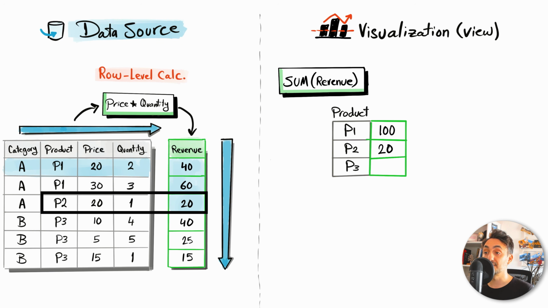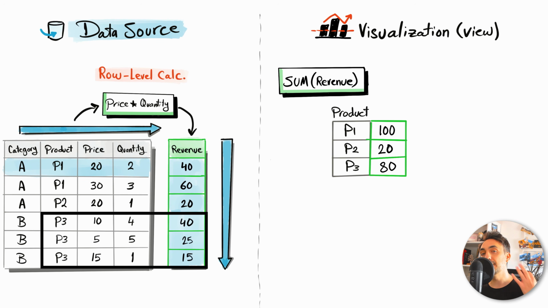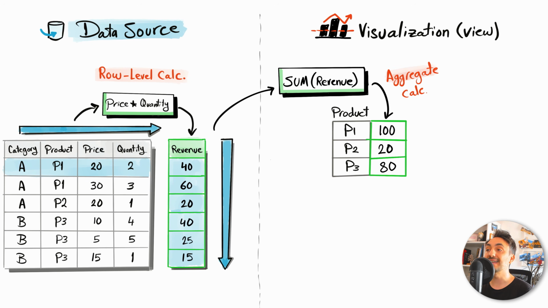And for the product 3, the P3, we have here 3 rows in the data source. So the summarization of 40 plus 25 plus 15, Tableau is going to have the answer 80 at the visualizations. So this time, as you can see, Tableau is not processing the rows of the data source one by one and individually. Instead, Tableau is going to summarize, group up the rows of the data source at the visualization level.